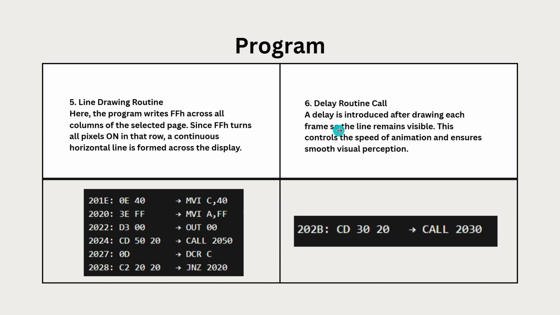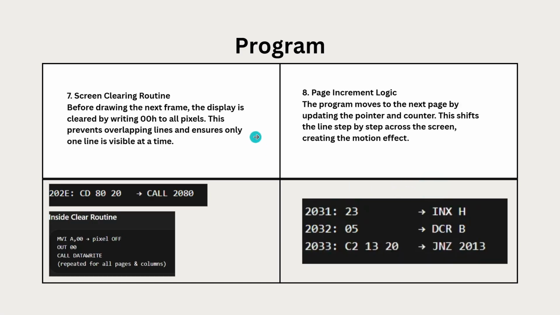After that, we introduce a delay. This is very important as the 8085 executes instructions extremely fast. If this isn't added, the line would move so quickly that it wouldn't be visible to us. This delay is implemented using a loop that simply wastes some processor time. By adjusting this delay, we can control the speed of the animation, making it faster or slower as needed. Once the delay is over, the screen is cleared so that we can move on to the next page. Effectively, every pixel is turned off.